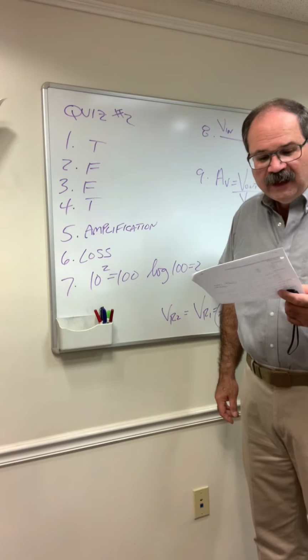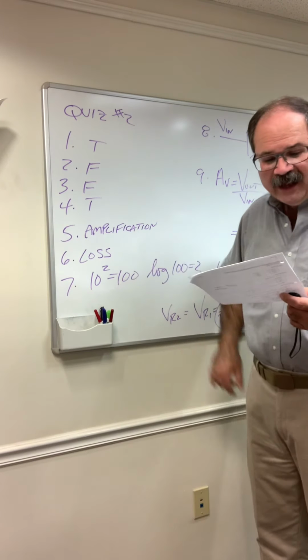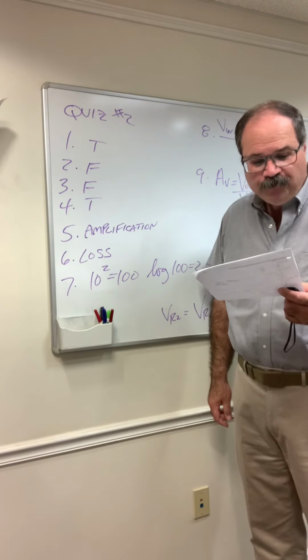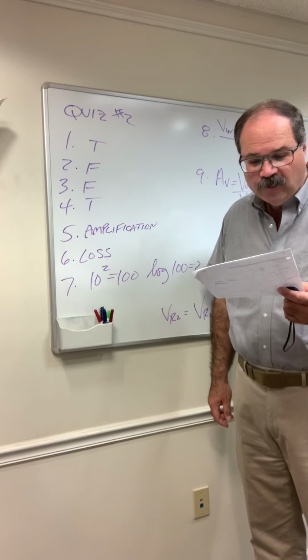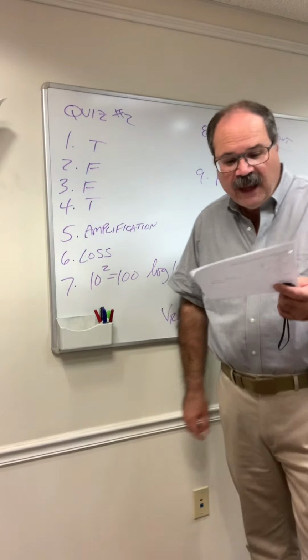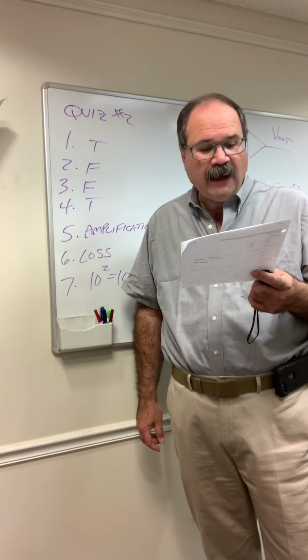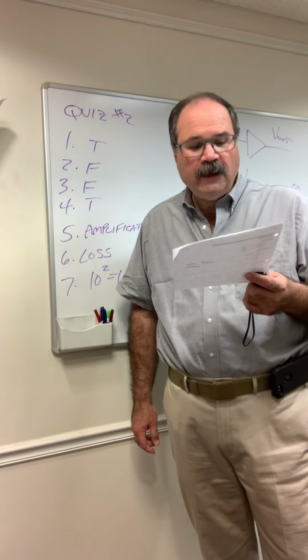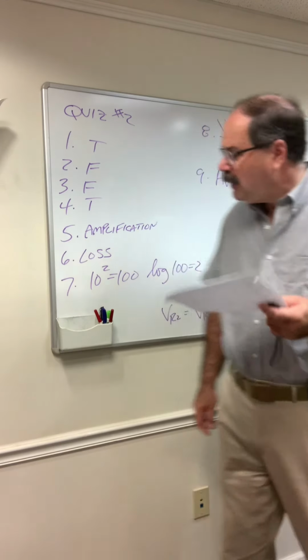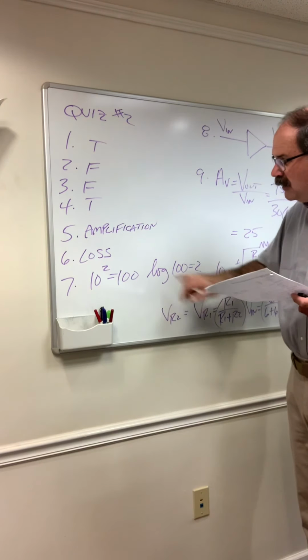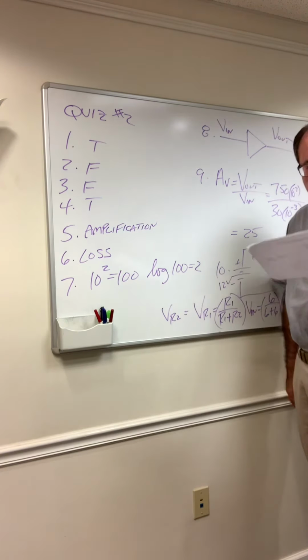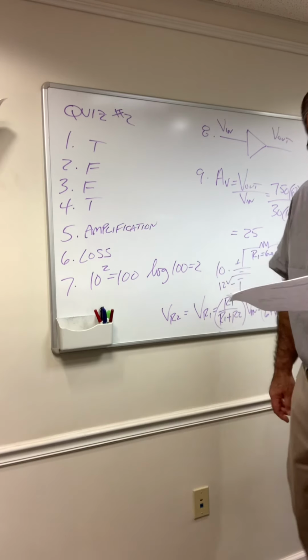Question 6, attenuation means loss. Question 7, the definition of a common logarithm or a common log is the exponent to which 10 must be raised to produce the number. With this in mind, what is the common log of 100? Well, 10 squared is 100, so the log of 100 is going to be equal to 2.